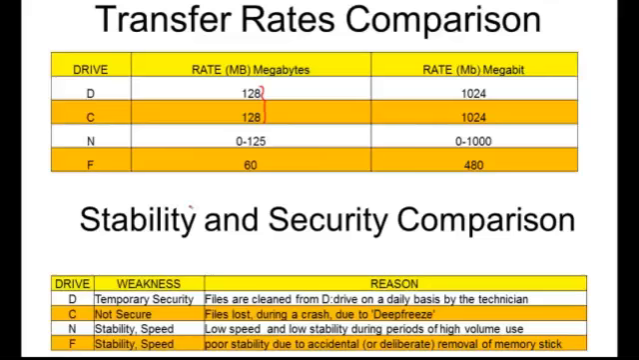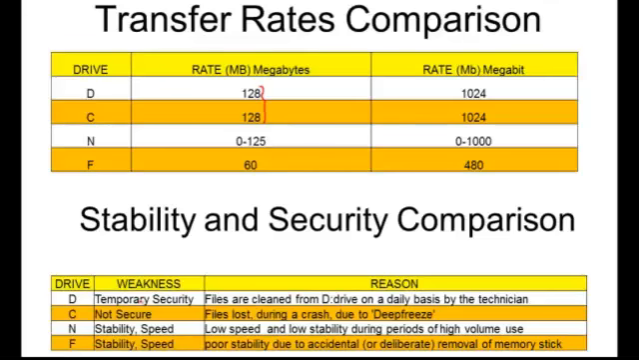As far as stability and security is concerned, the D drive, its only real weakness is it's temporarily secured. You can't leave a file on there for days at a time because that D drive is cleaned out on a regular basis by the lab technician. The C drive is not secure because files can be lost during a crash due to the Deep Freeze program running. The N drive has both stability concerns and speed concerns during periods of high usage. And our F drive has stability issues, again, associated with accidental or deliberate removal of the memory stick. And of course, it's only half the speed of the C drive.